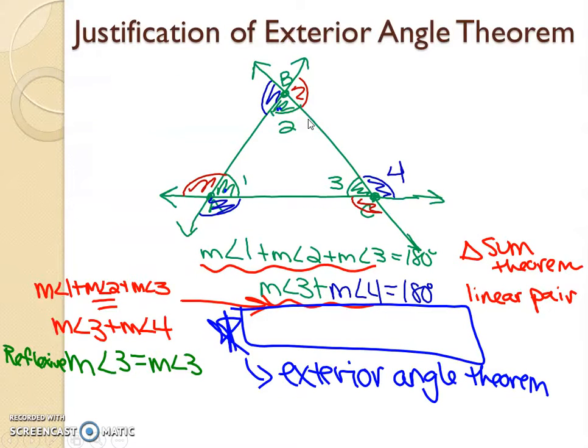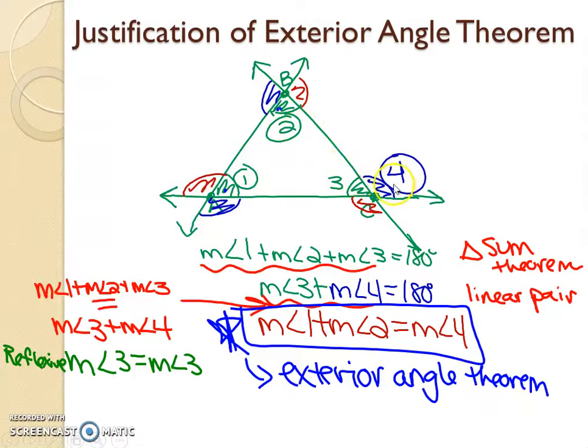That is the triangle sum theorem, okay? Now, if I add angle 3 and angle 4, that is 180. These are called a linear pair, okay? Now, if I add angles 1 and 2, right here, these two angles are going to equal angle 4. So it's going to equal the ones that are not adjacent.